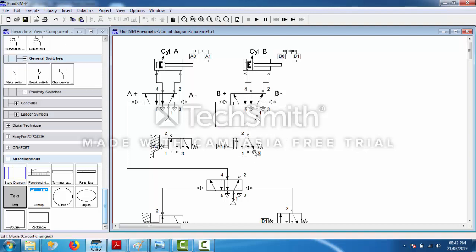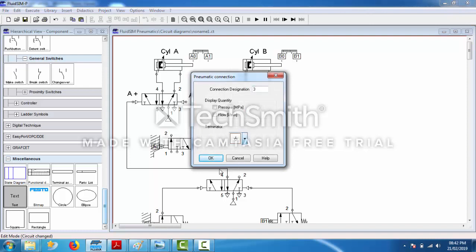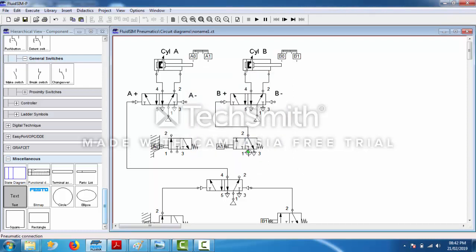Number 3 port will be connected to exhaust, but the number 1 port will not be connected to a compressor. The number 1 port will be connected to this number 4, the same port which started this group. So we will connect this to this line. This is the most important part of this circuit. You have to understand that number 1 is not connected to a compressor.